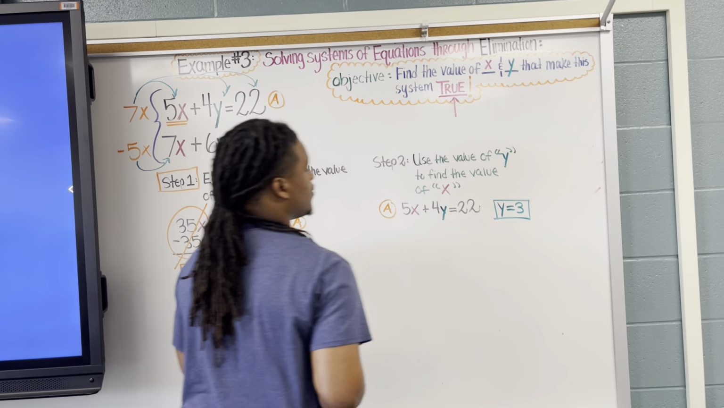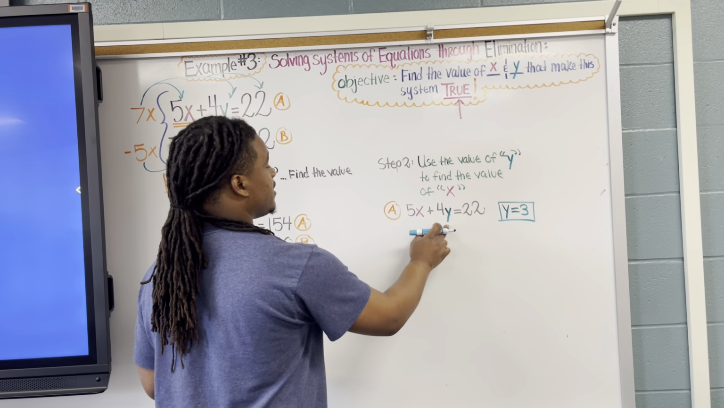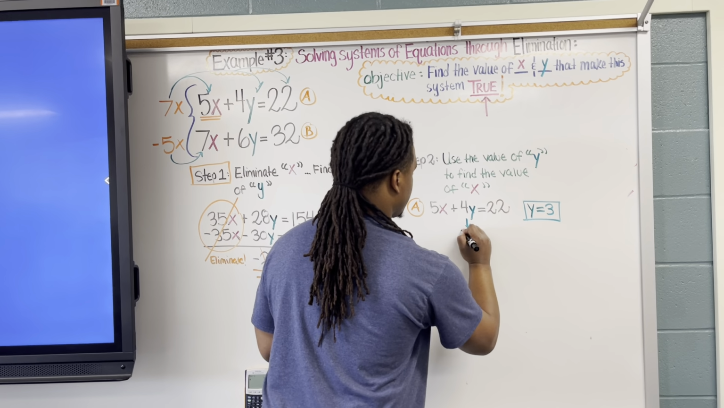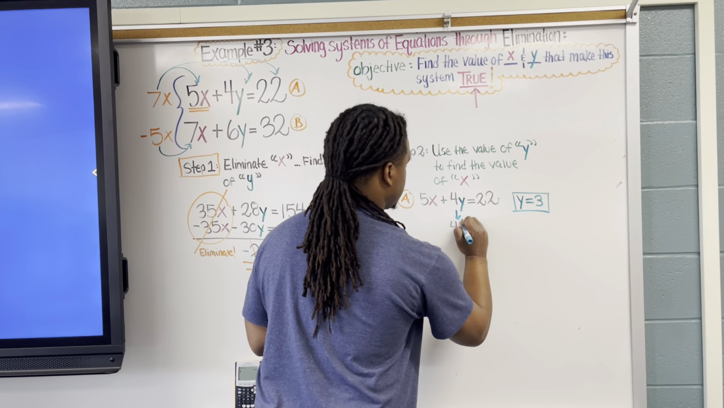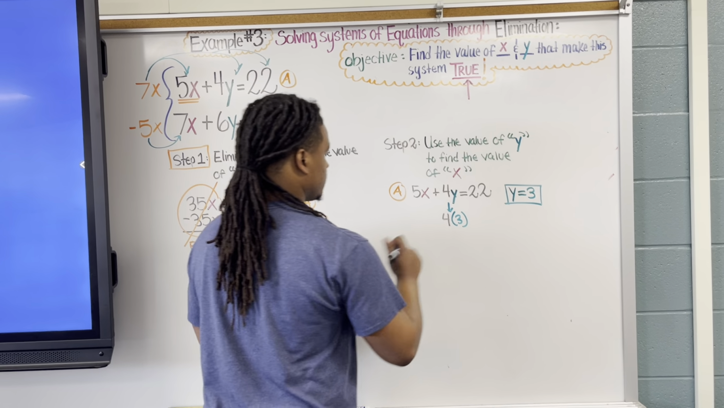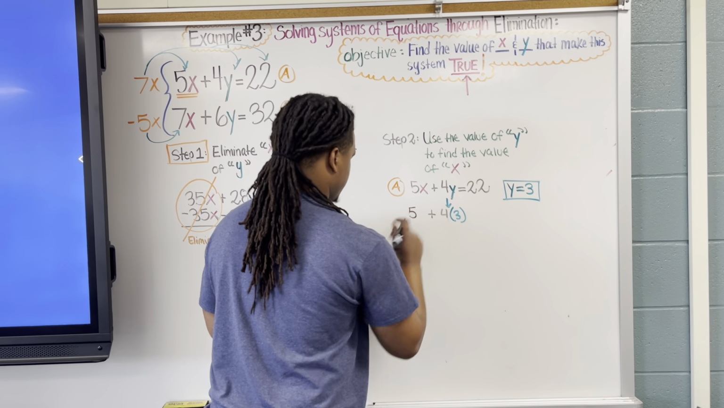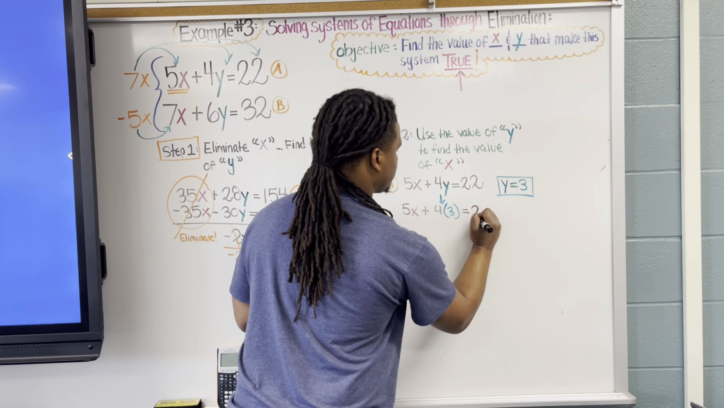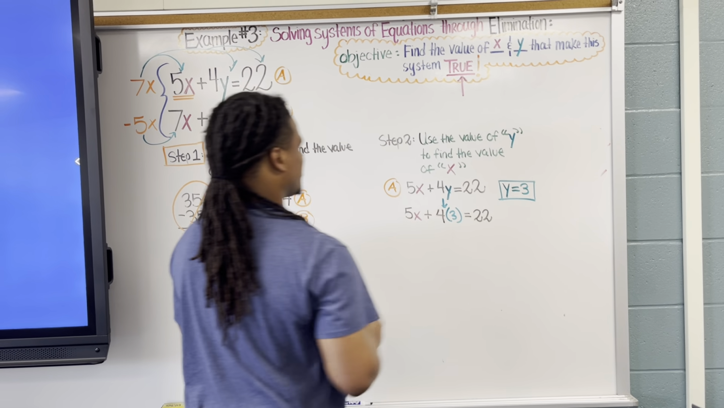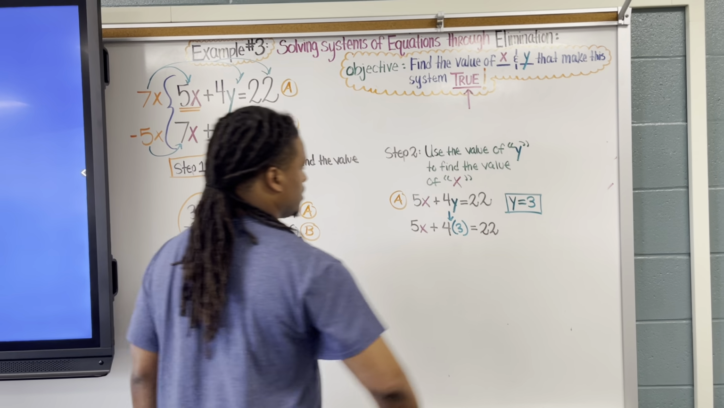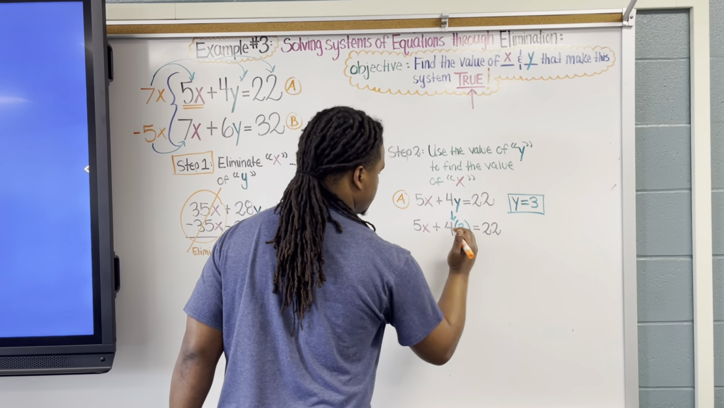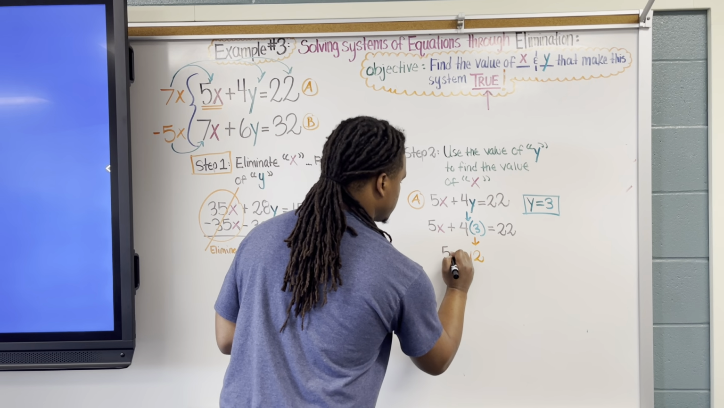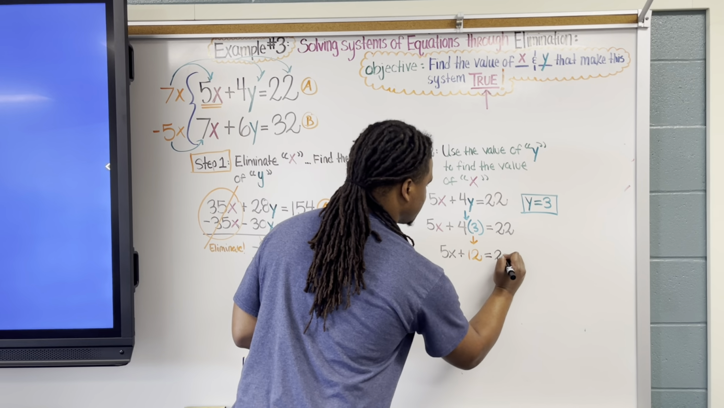Remember that. So what we're going to do is plug in the value of y so we can find out the value of x, right? So I'm going to plug in the value of y. So that becomes 4 times parentheses of 3, plus everything, plus 5x in the front, equals 22. Okay? Now, we're almost done. Now I'm going to do 4 times 3, which is 12. So now we have 5x plus 12 equals 22.